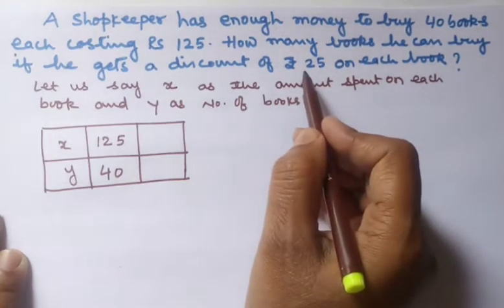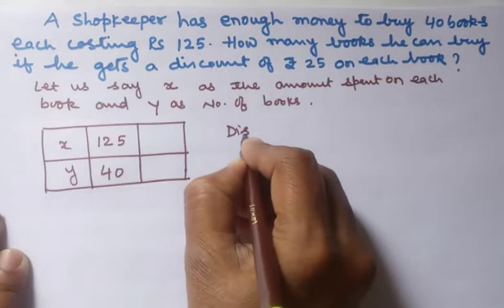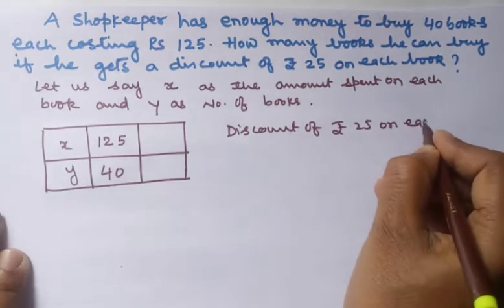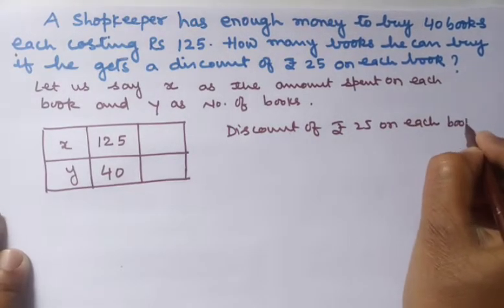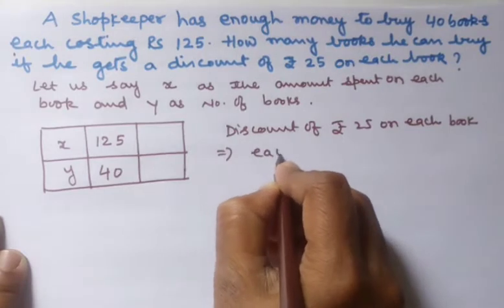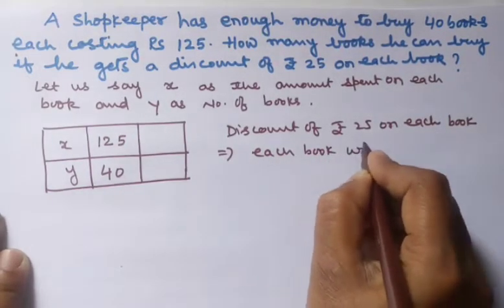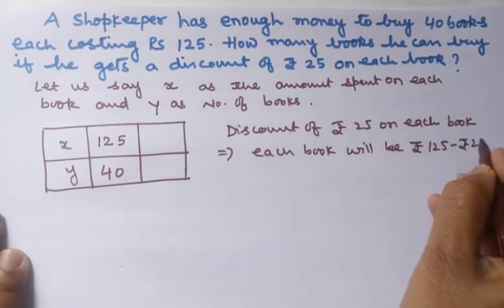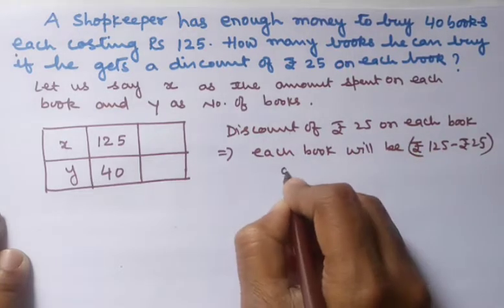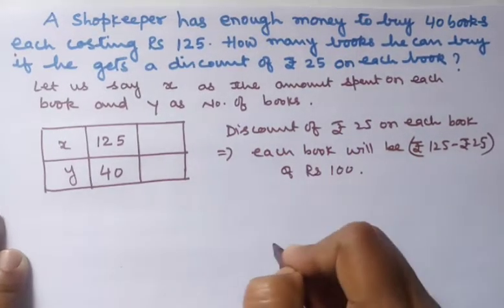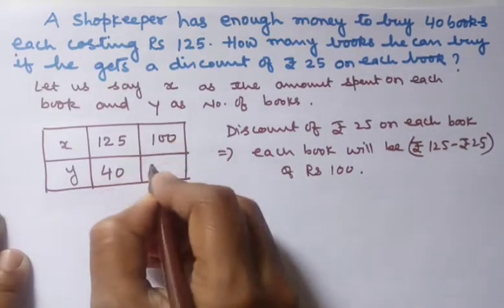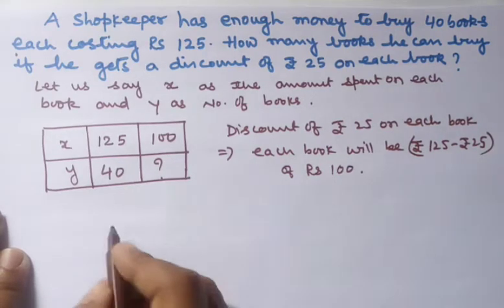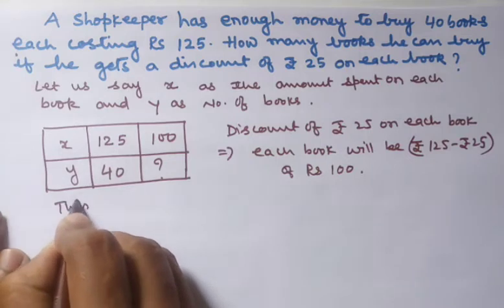So now he is getting a discount of rupees 25 on each book. What does this imply? This implies that each book will be rupees 125 minus rupees 25, which will be rupees 100. Now, if he is going to spend 100 rupees on one book, how many books will he buy? This is the question. Now look, this is the case of inverse variation we have already discussed.